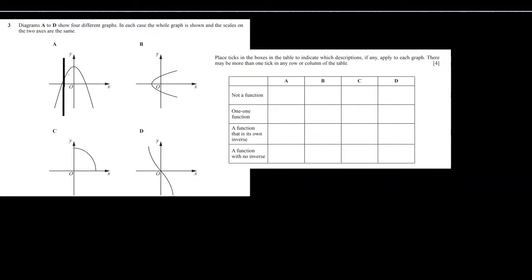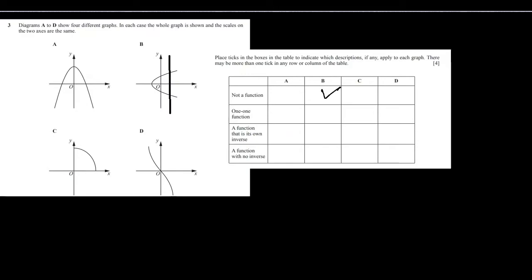So yeah, this is a function, and if I move this particular line anywhere, you will see it is passing only through one point. So this is a function. So we can't take it because they are saying not a function. So A is a function, so we will not take it. Let's go to the second one. Second one, we can see B part. It is crossing the graph at 2 places, here and here. We can say that this is not a function.